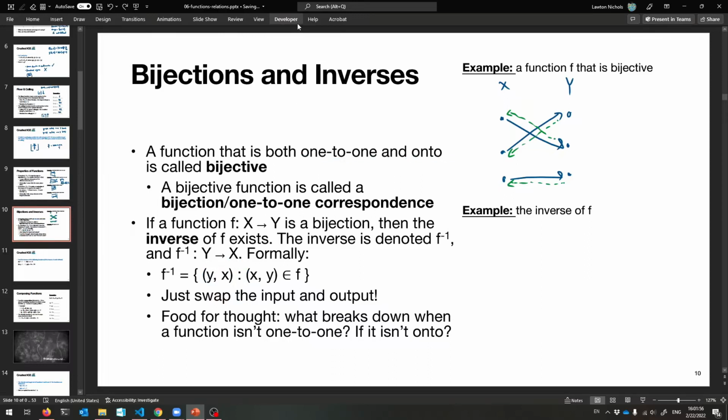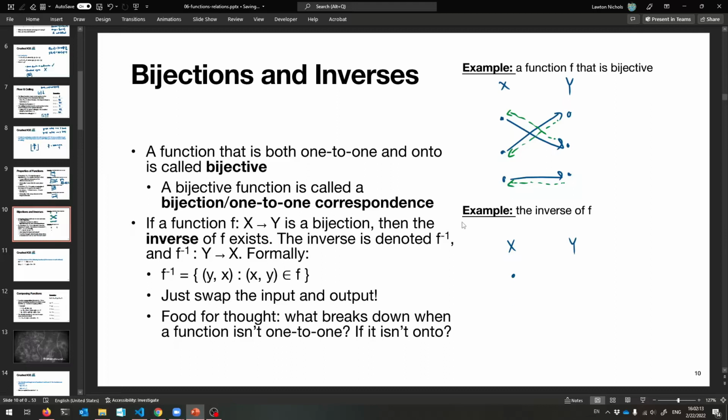Okay, so you can swap the input and the output, and try and think about what breaks down when a function isn't 1-to-1, or if it's not onto. What does that mean? Why does that mean the inverse doesn't exist? That's a great example to think about. So give that a try.